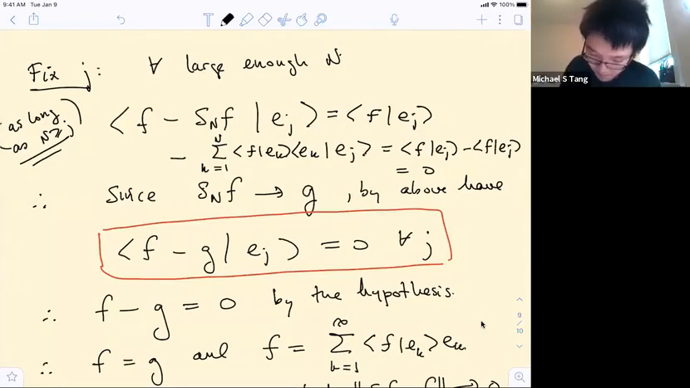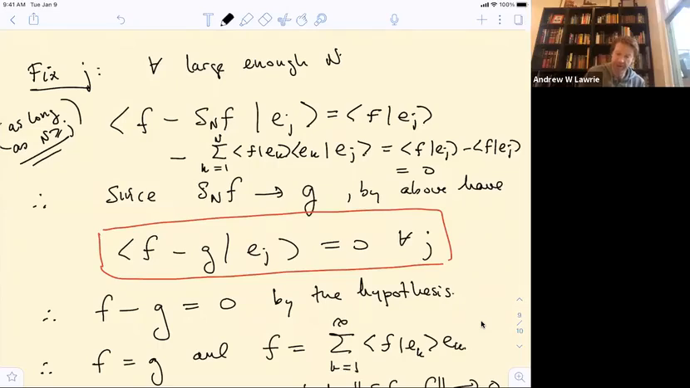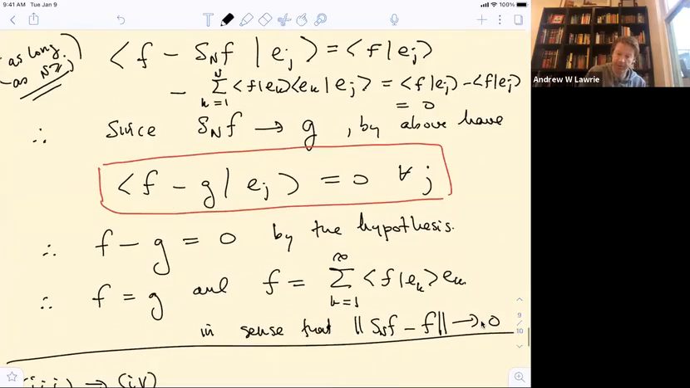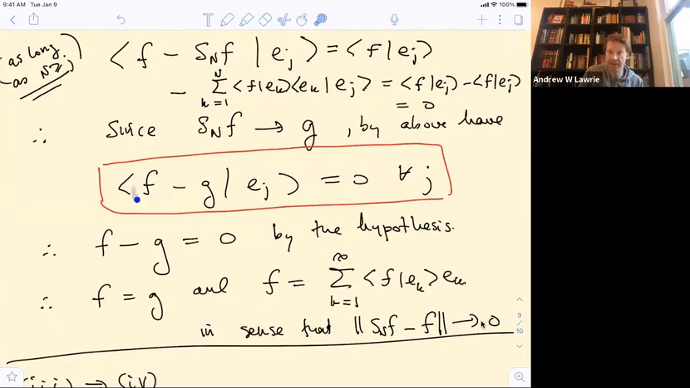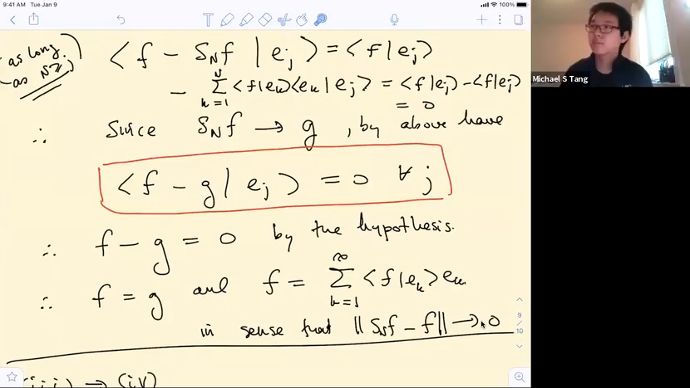Okay, but now if I look at this next pairing that I'm interested in, F minus G, just add and subtract S_N F here. If I add and subtract S_N F, I get 0 when I pair S_N F with, I take F minus S_N F, and then I have S_N F minus G, and I can apply Cauchy-Schwarz to that. Does that make sense?